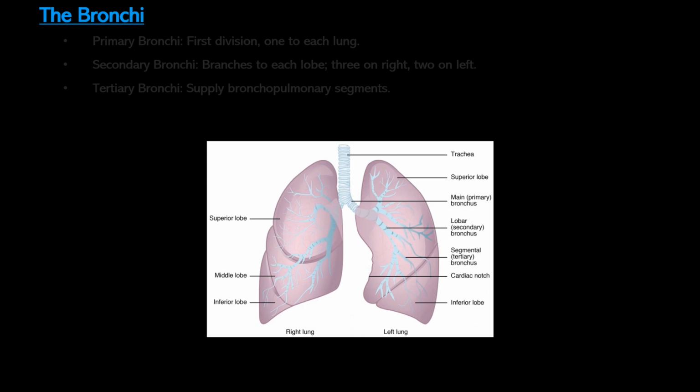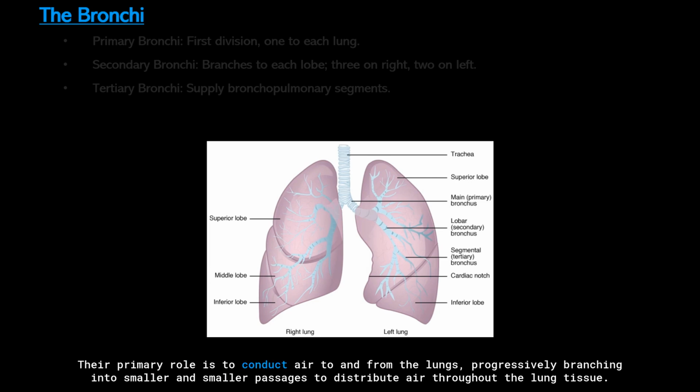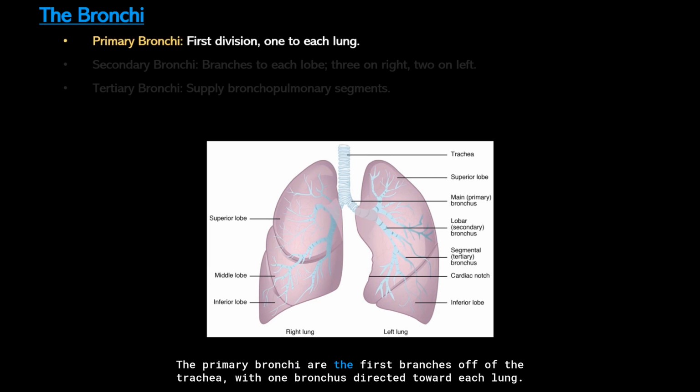The bronchi are the major air passages that branch from the trachea and lead into each lung. Their primary role is to conduct air to and from the lungs, progressively branching into smaller and smaller passages to distribute air throughout the lung tissue. The primary bronchi are the first branches off of the trachea, with one bronchus directed toward each lung.